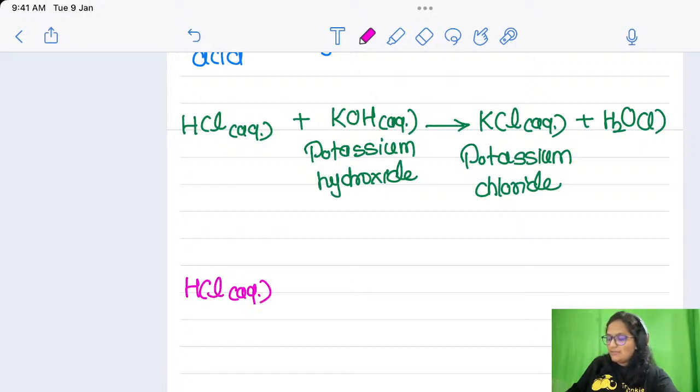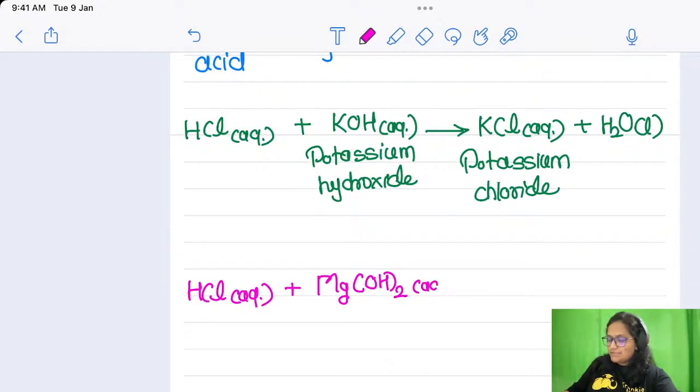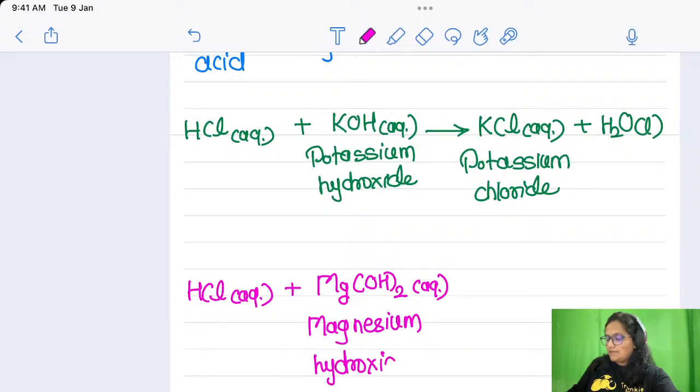Just observe how I'm writing the reactions, okay? And I'll change the base to Mg(OH)2. HCl is hydrochloric acid, and Mg(OH)2 is nothing but magnesium hydroxide, which is present in milk of magnesia, which is used as an antacid. Yes, so here also let us see how to write down the product.